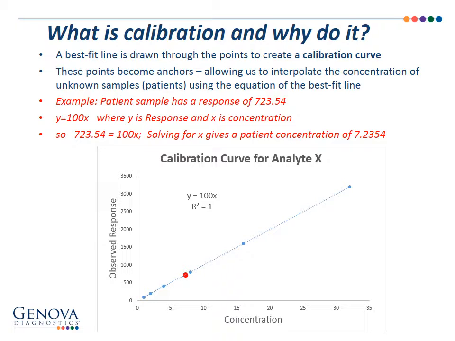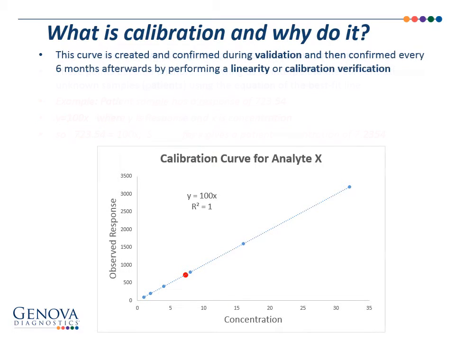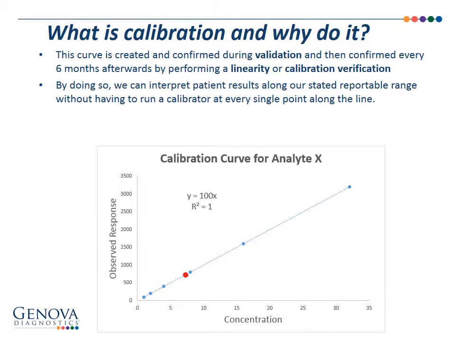because we created our calibration curve and we confirmed it during validation, which is what we're about to cover. But I wanted us to make sure we understood what a calibration curve is up front before we get any further. So we create this curve during validation, and then we confirm it during validation. Once we've launched it, it's confirmed every 6 months by performing a linearity or a calibration verification. Those are the same things, we just use different terminologies in different places. And again, by confirming the calibration every 6 months, we can give accurate patient results all along that calibration line without having to run multiple calibration points.